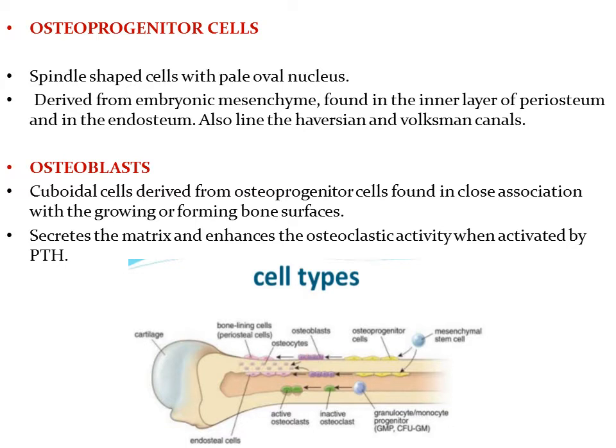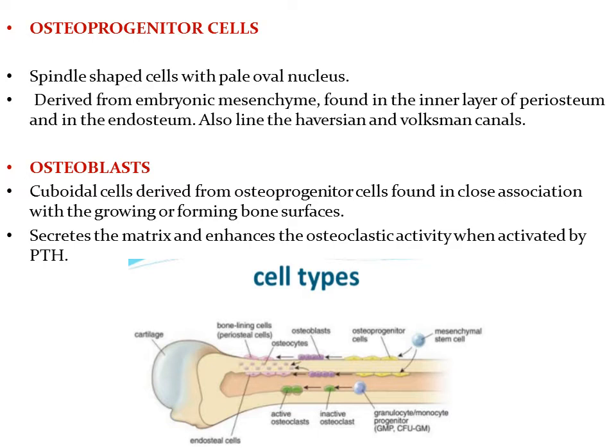Osteoblasts are cuboidal or low columnar cells found in apposition to the growing or forming surface of the bone, and they originate from the osteoprogenitor cells. These osteoblasts are placed side by side and form a single layer that resembles a simple epithelium.